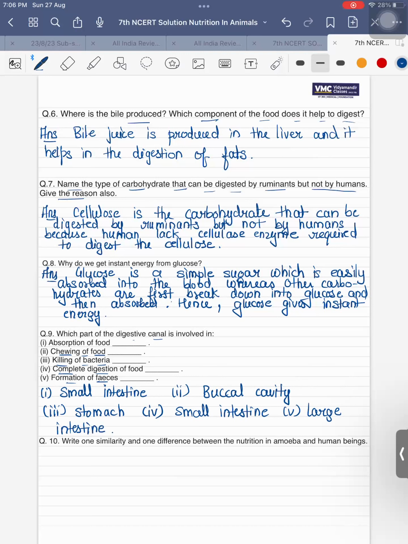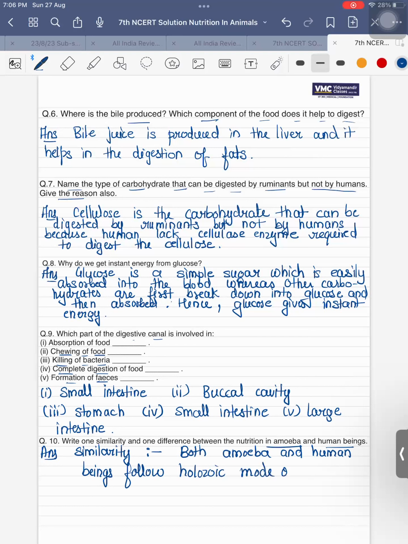Next question. Write one similarity and one difference between nutrition in amoeba and human beings. So the similarity in both of them is that both amoeba and human beings follow the Holozoic mode of nutrition.